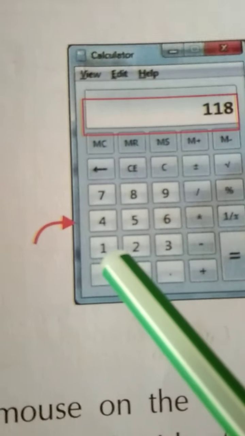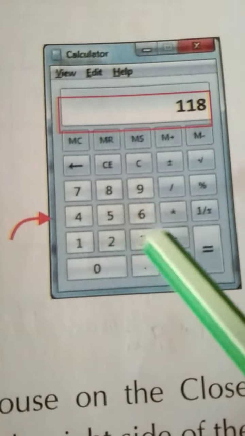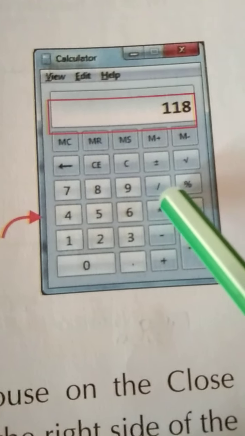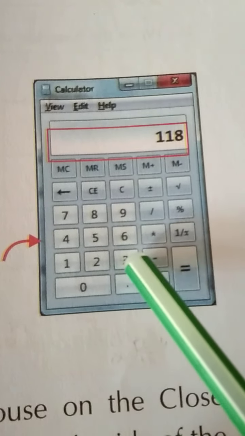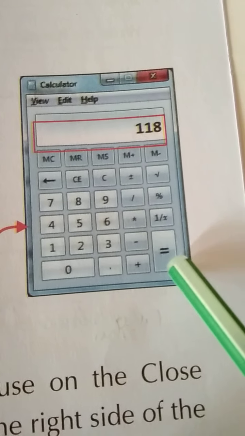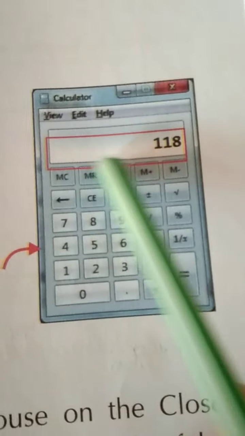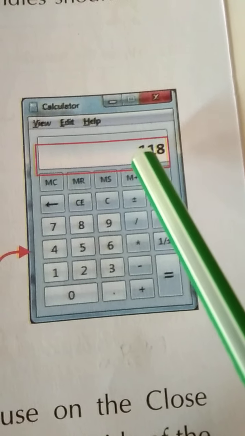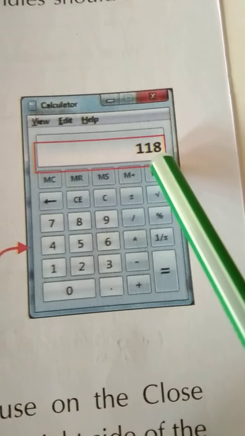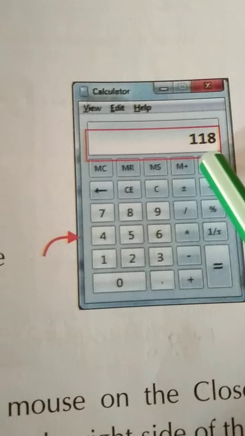So here is the computer calculator and you are going to click first 1, 5, 3, 4, division sign, divide between 13 friends, equal to sign, that is the result, display area 118. So one friend will get 118 candies.